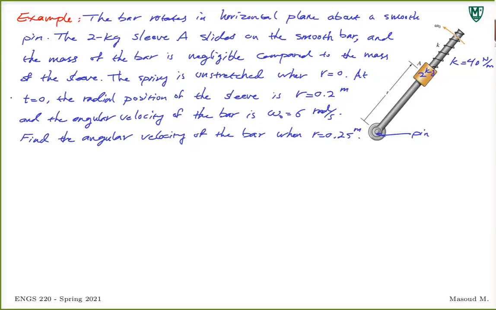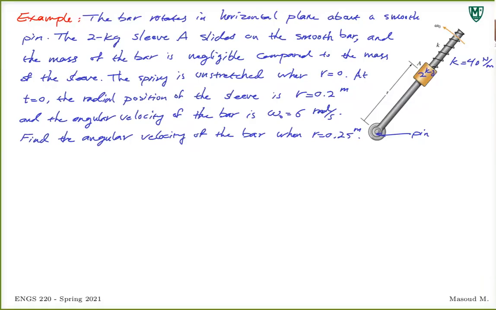The spring is unstretched when R is equal to 0, so this spring is unstretched when this sleeve is all the way down close to the pin. Now, when this is going with the velocity of 6 radian per second, R is 0.2 meters. As we said, the sleeve starts moving towards the end of this bar. No friction anywhere. The pin is frictionless. There is no friction between the sleeve and the bar. Now the question is, how can we find the velocity of the bar when R is 0.25 meters?